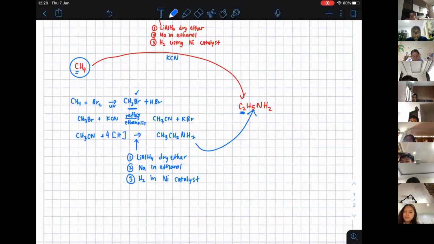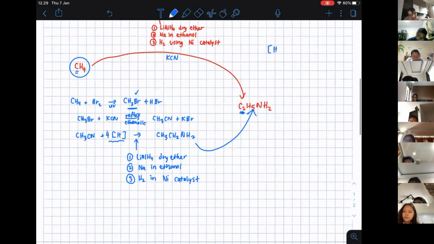Sir, where did the H come from? This H is going to be reduction. Whenever there is a reduction, in your syllabus, when they say reduction, just put H. Remember, addition of H is reduction. If you put bracket O, that's addition of oxygen, so it's oxidation. So where did it come from? This H came from these, which are reducing agents. But you do not need to write the full equation, just the H is enough.